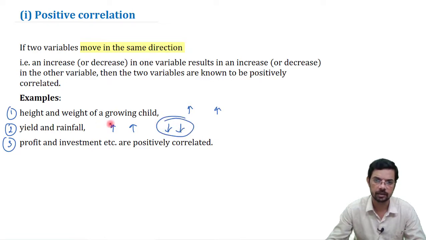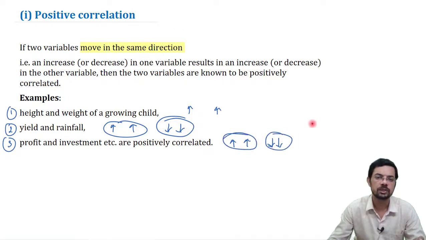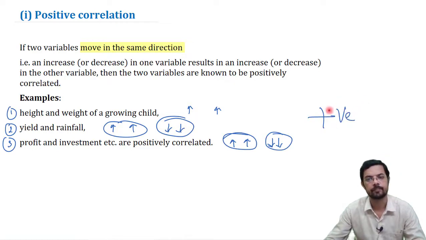Profit and investment: to increase profit, we need to invest more. In the same way, if you invest less, you will have less profit. That is again positive correlation. These are examples of positive correlation.